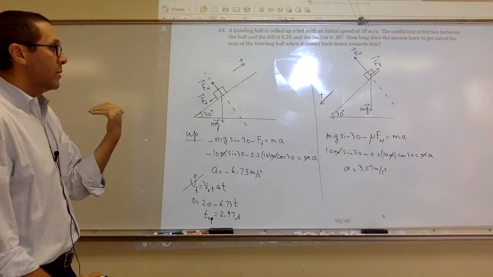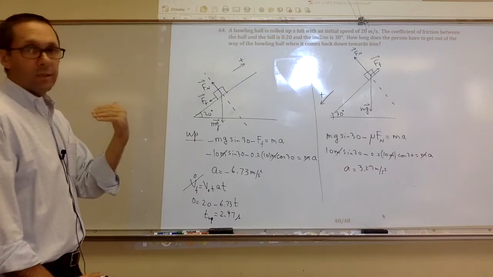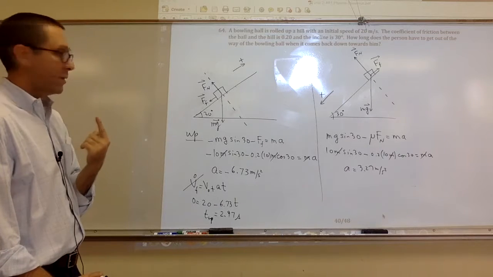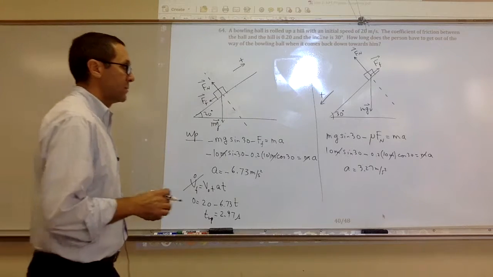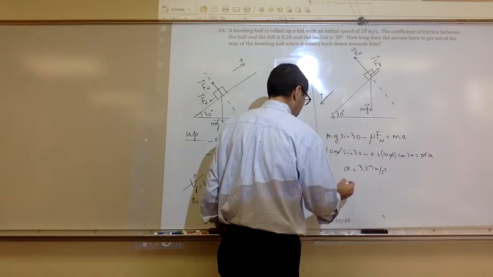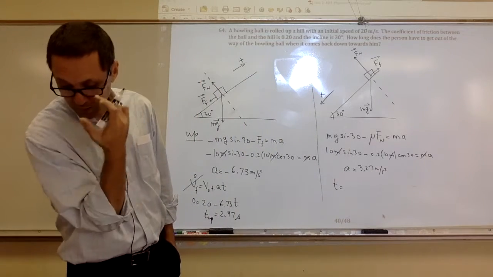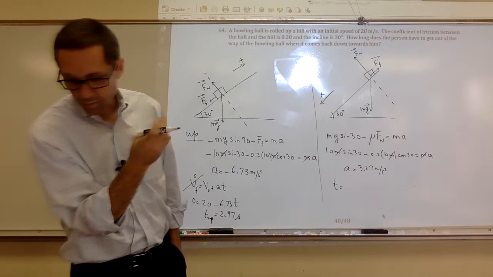Coming down the ramp, the mg sine theta is trying to make you go down the ramp, but only the force of friction is holding you back. So the net force in going down the ramp has to be less. All right, and we do the same thing here, and we get a time equal to 4.26.